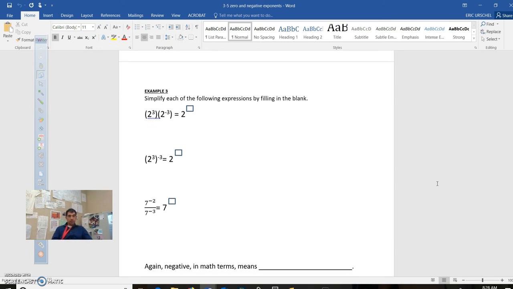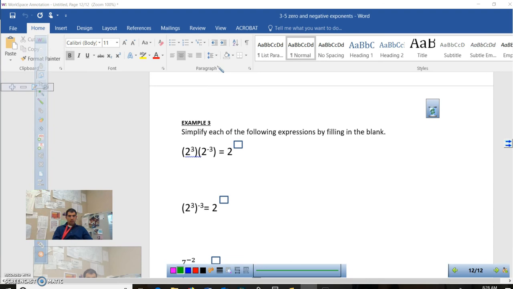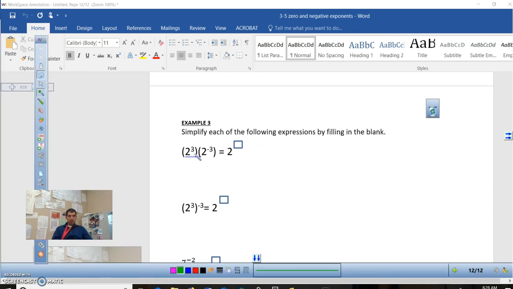Alright, example 3. Simplify each of the following by filling in the blank. So this goes back to the properties we worked on last time. Same base, multiplying. So 3 plus negative 3. 3 plus negative 3 is what? 0. So 2 to the 0 would be 1. This is power to a power. So we're going to multiply these and we're going to get 2 to the negative 9th, because a positive times a negative is a negative.